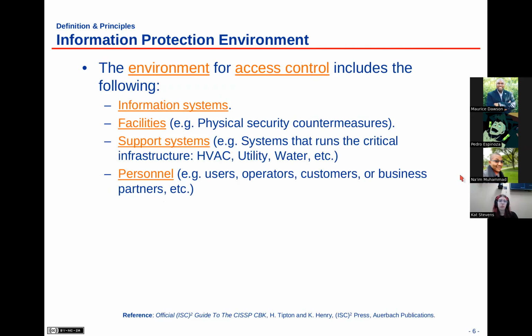All right, so here it says that the environment for access control includes the following: the information system, the facilities. So these are all the physical security countermeasures, right? Do we have a physical security countermeasure at the university? Doors and locks. Yep, and everyone has a badge, right? There are buildings you can't get in unless you badge. So you badge, boom, you can get in the door.